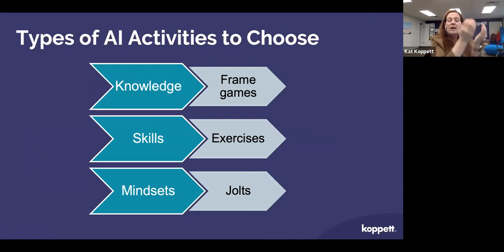So what knowledge does my audience need to have? What skills do I want to develop? What mindsets do I need to shift? What order does that need to happen in, right? Like maybe first I need to shift their mindset, that they need to understand that listening is really important and super hard. Then I need to give them some knowledge about what good listening is. And then I'm going to have them practice listening. And then I can build my listening curriculum, for example.